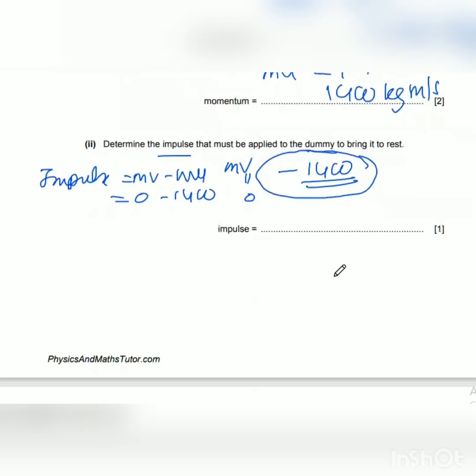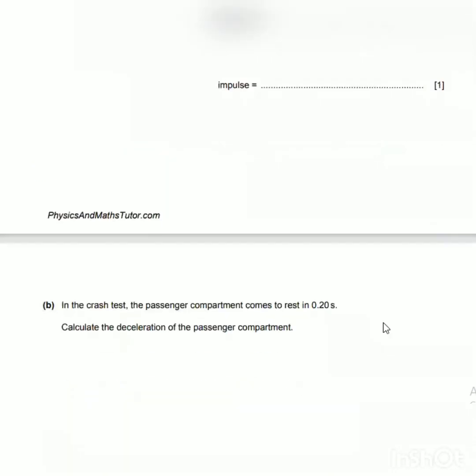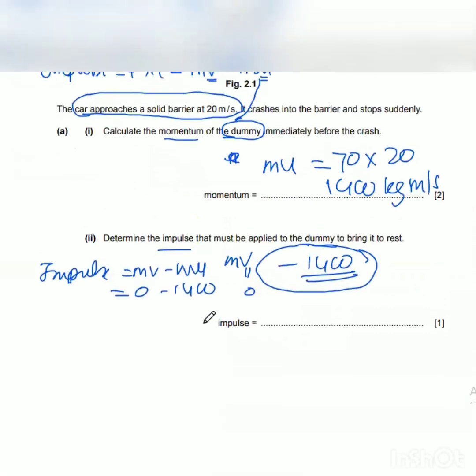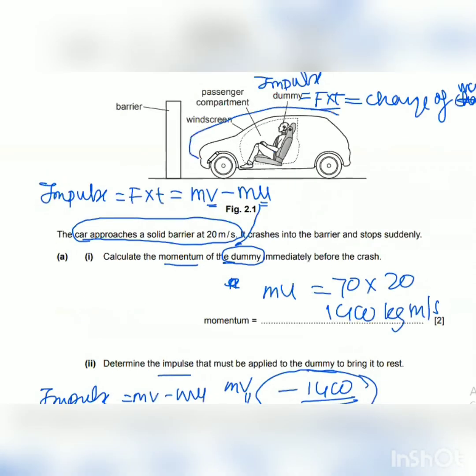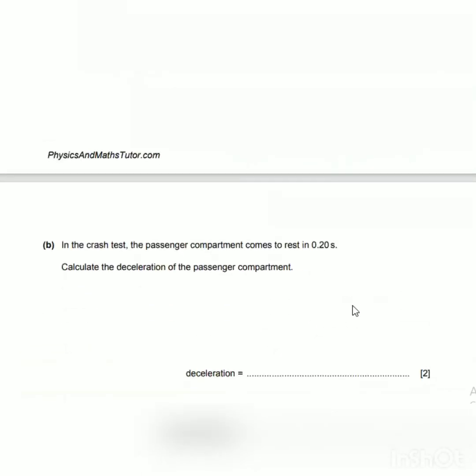Okay. Then he comes to the next part. He says in the crash test, the passenger compartment comes to rest. Now he's not talking of the dummy, he's talking of the whole passenger compartment. So this passenger compartment comes to rest in 0.2 seconds. He says what is the deceleration? He's not given you the mass of the compartment, so we can't do anything with mass. And just the time is given.